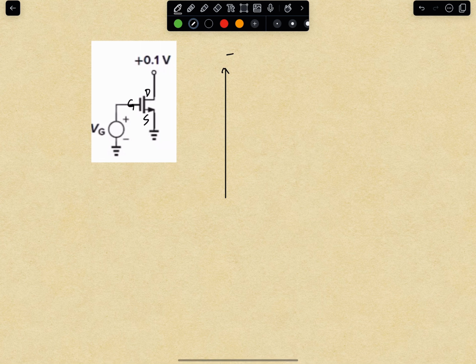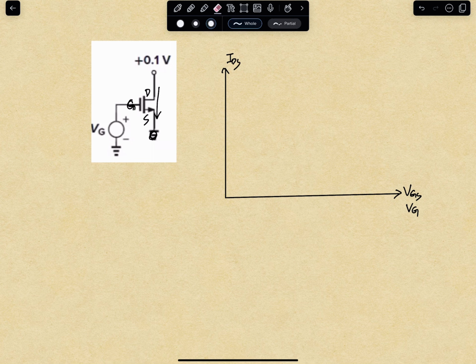Let's make this one IDS, which means the current coming from the drain to the source. Make the x-axis VGS, which means the gate voltage minus the source voltage. In this case, it's the same thing as VG, but in other scenarios, when the source is not grounded, it's VGS.